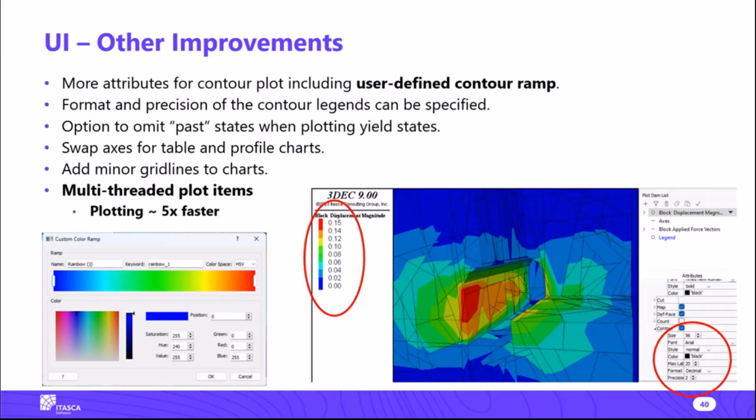Other UI improvements, I mean, these are relatively minor things, but they can sometimes be super useful in your day-to-day work. The ability to create your own contour ramp. A lot of people have asked for that. They don't like the red to blue or green to other green that we provide. So you can just basically create your own.